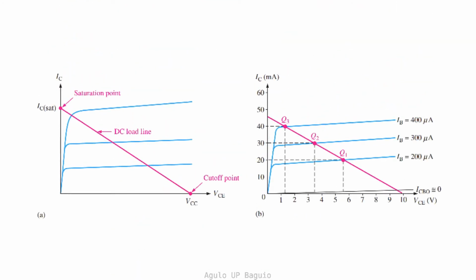The Q points follow the DC load line, which we already determined in the previous lessons. Again, the x-intercept of the load line corresponds to VCC and is called the cutoff point, while the y-intercept of the load line corresponding to IC sat is called the saturation point. The cutoff point is determined when the transistor is modeled as an open switch across the emitter-collector terminal, while the saturation point is determined when it is modeled as a closed switch across the emitter-collector terminal. As you can see from the figure, the Q point follows the load line and determines the correct operating point of the transistor.